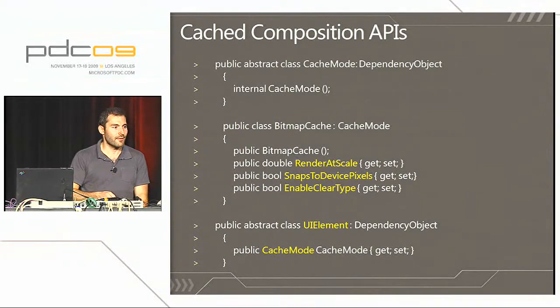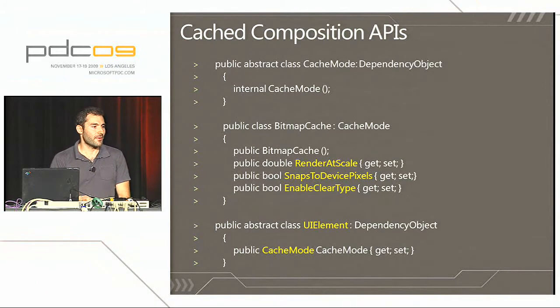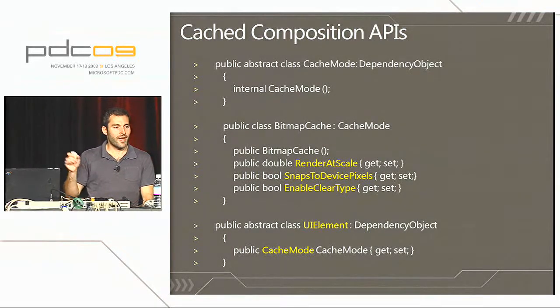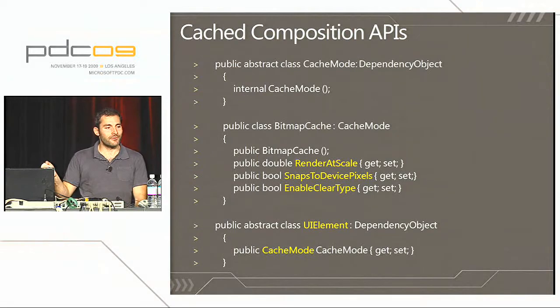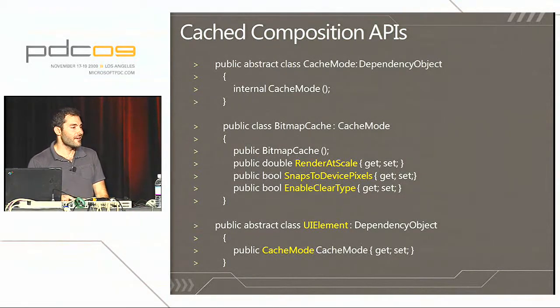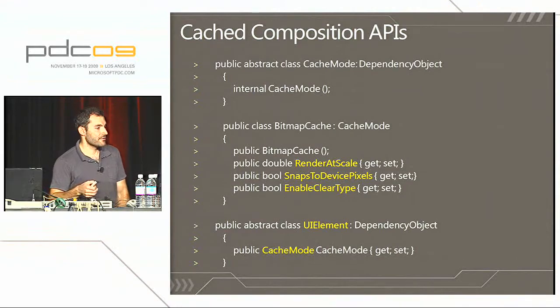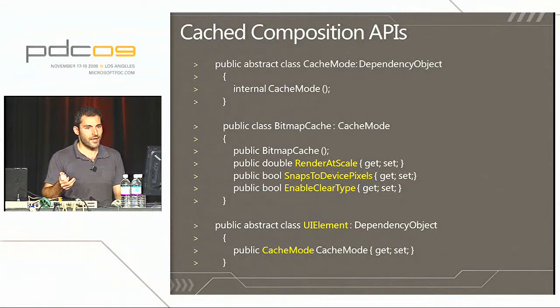And I'll get to the demo in a minute. The API is basically the way I described it. You have this bitmap cache, which is derived from cache mode. The reason we have an abstract cache mode class is because in the future we might add some other kind of cache, like a vector cache, something like that. But right now we've only got bitmap cache. It has a property called render at scale. You can basically choose the scale at which to render this cached bitmap.